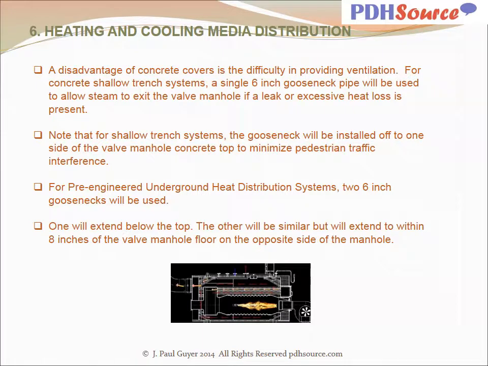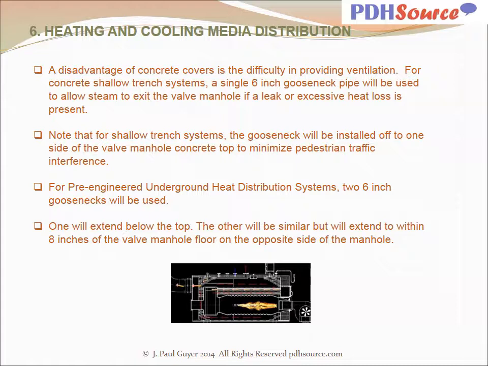A disadvantage of concrete covers is the difficulty in providing ventilation. For concrete shallow trench systems, a single 6-inch gooseneck pipe will be used to allow steam to exit the valve manhole if a leak or excessive heat loss is present. Note that for shallow trench systems, the gooseneck will be installed off to one side of the valve manhole concrete top to minimize pedestrian traffic interference.